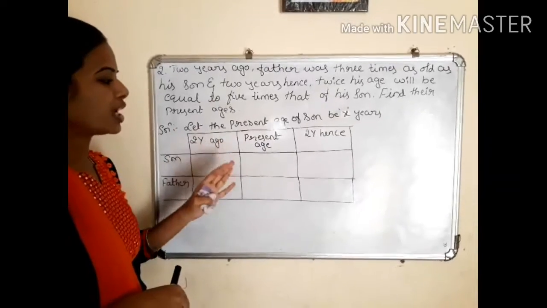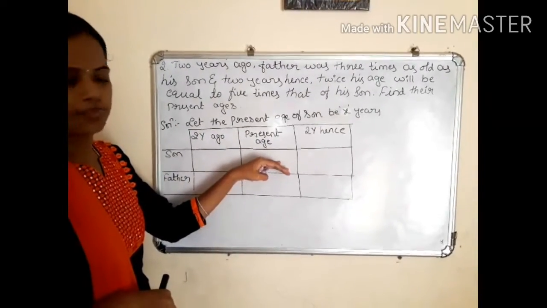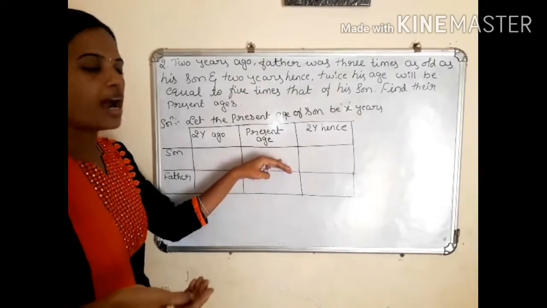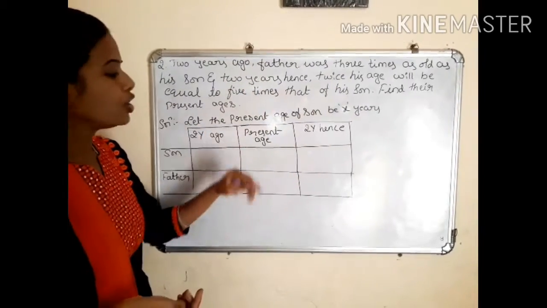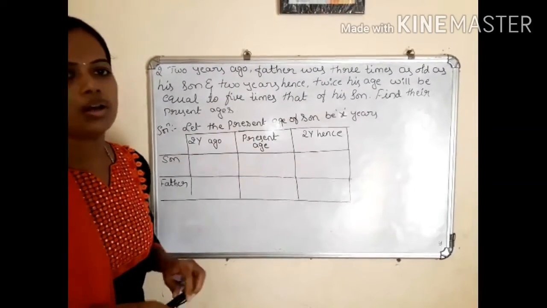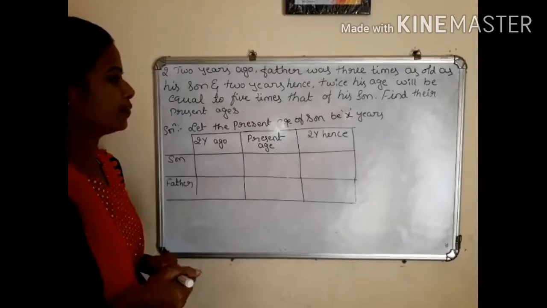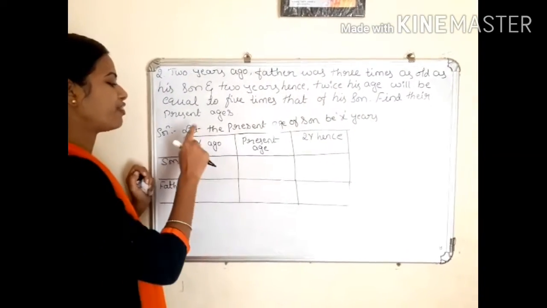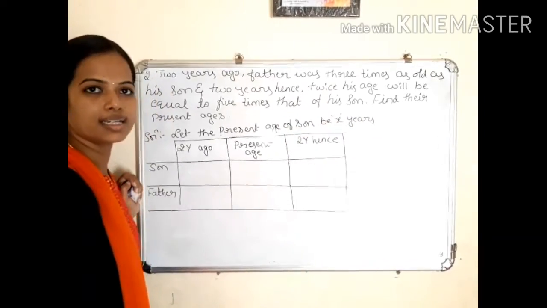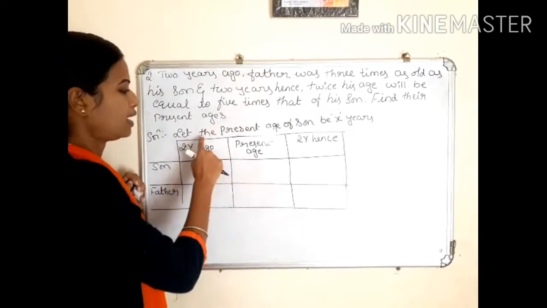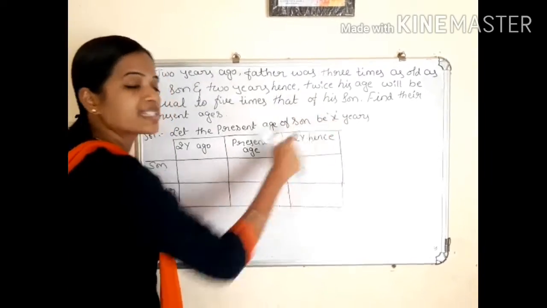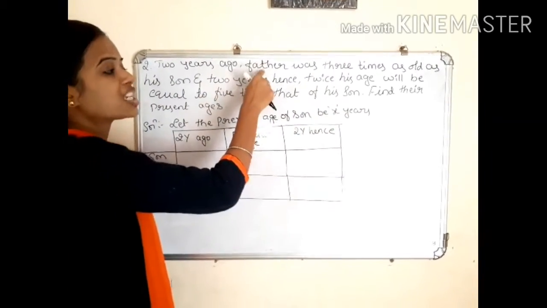To solve this question, I am going to use a table, children. When the question gives 2 years hence, 2 years before, and asks to find the present age, you should go for the table method. It helps to understand the question properly. Here, I am going to consider first, let the present age of son be x years. Why did I take son's age only as x years? Why did I not take father's age as x?